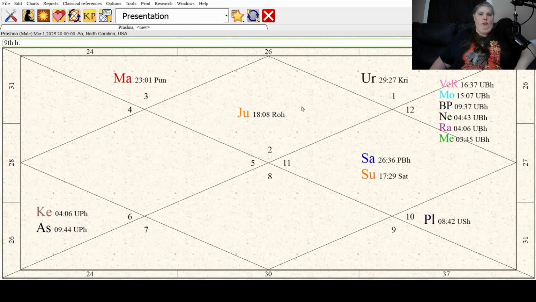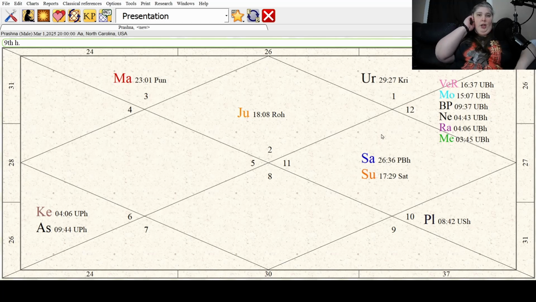So first house, your physical body, your health. 11th house, your elder siblings, paternal aunts and uncles, friends, network circle, gains, hopes, wishes, and desires. Now all of these energies are being brought into Aquarius, the 10th house, because Venus is retrograde.